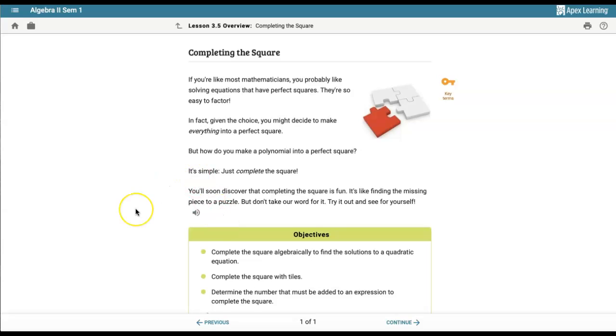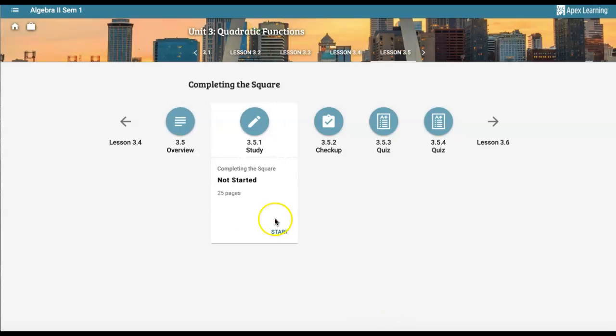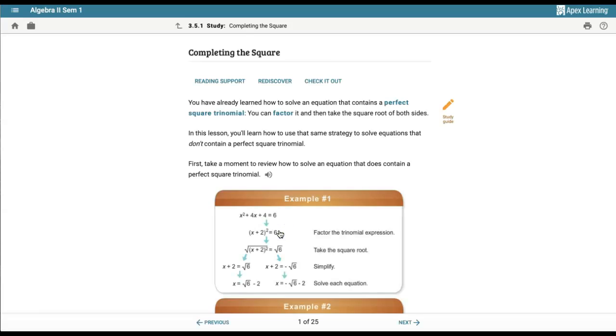They joke here, it's simple, just complete the square. If you look at this picture here, we're going to be adding something to that equation in order to complete it and make it this perfect square. The 3 objectives for this unit are down here. Again, we have 2 quizzes, the ones on just completing the square in general, and then the advanced version of completing the square.